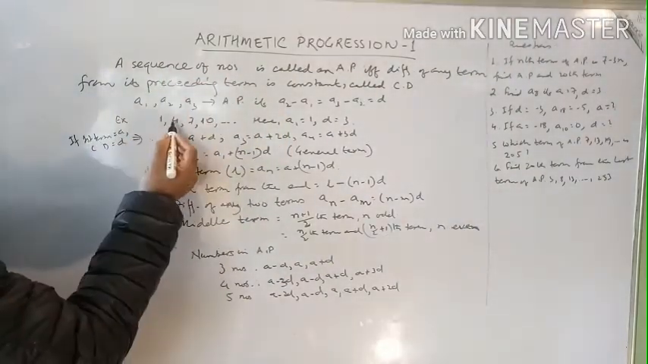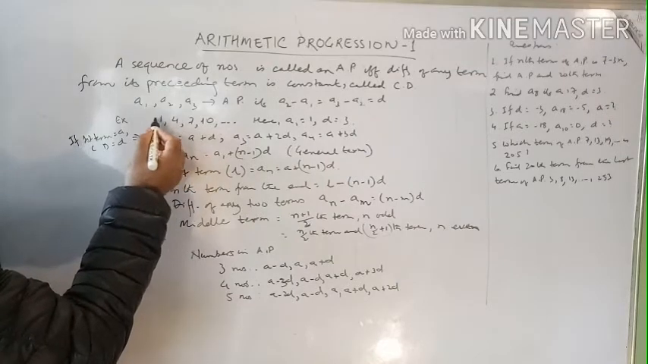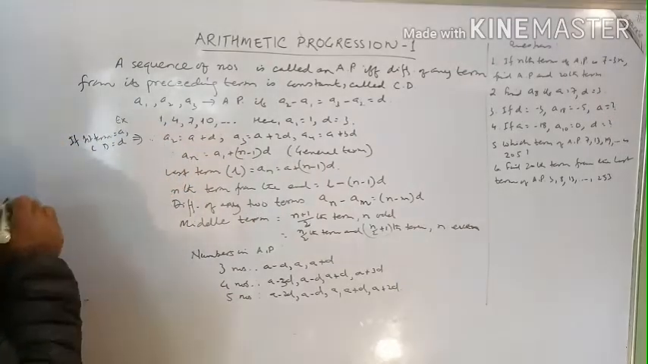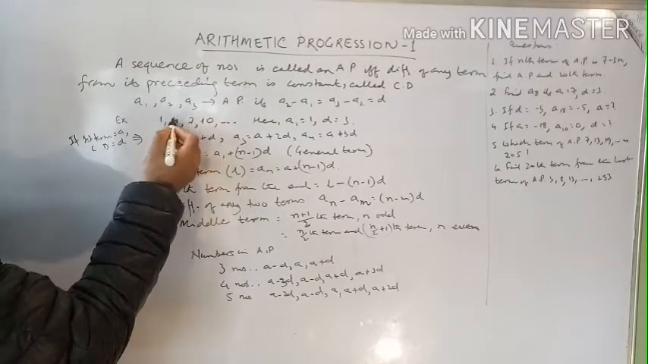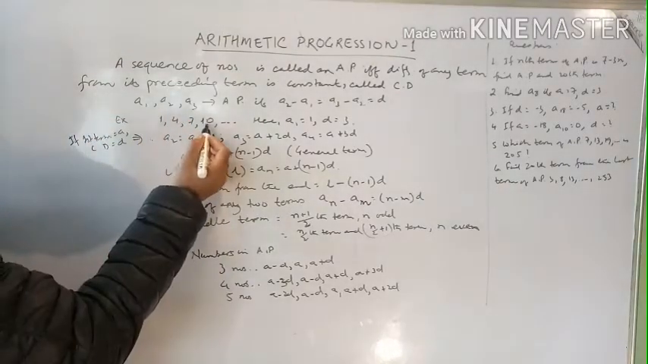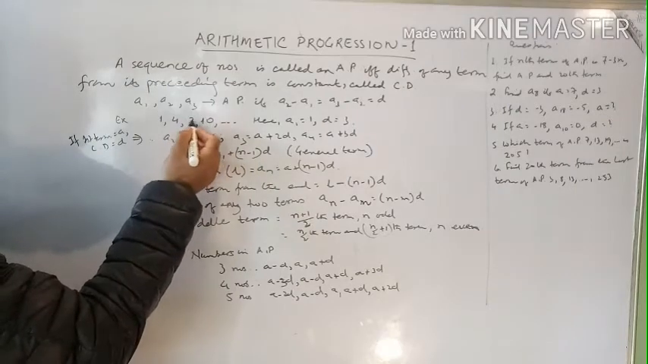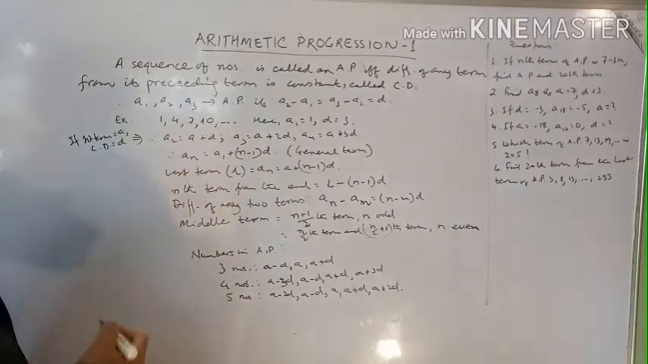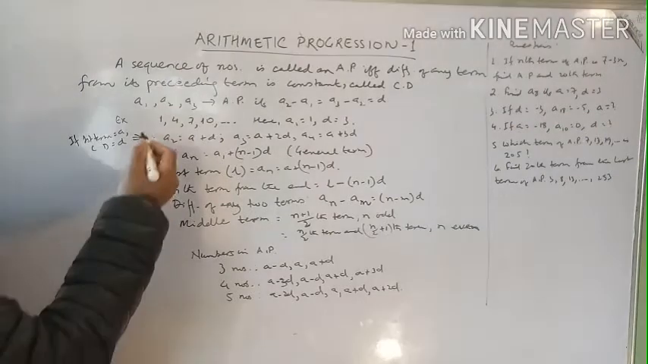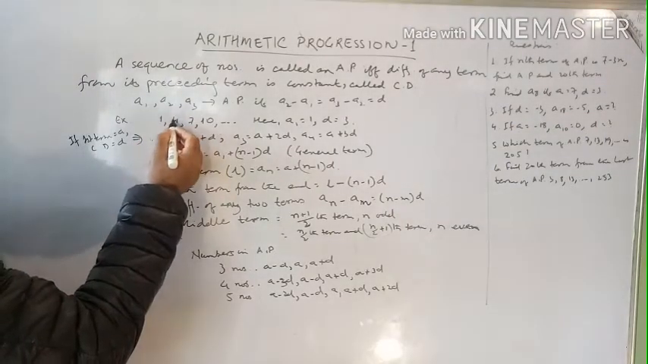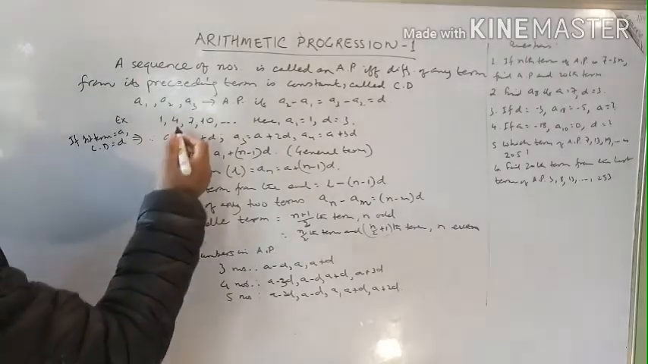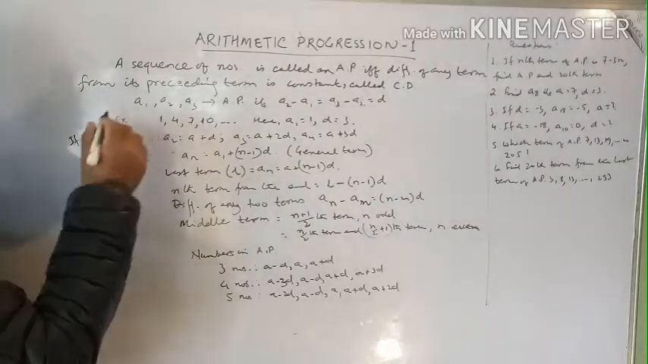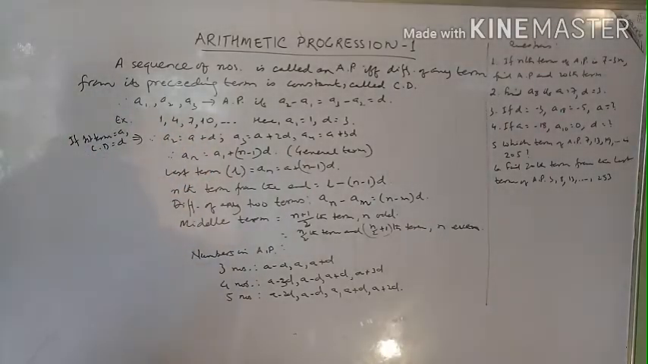So here, the difference of 4 and 1 is how much? 4 minus 1, 3. Difference of 7 and 4, 7 minus 4, is also 3. Difference of 10 and 7, 10 minus 7, that is also 3. So you see, the difference of any term from its preceding term is always constant, that is 3. So this is an AP.